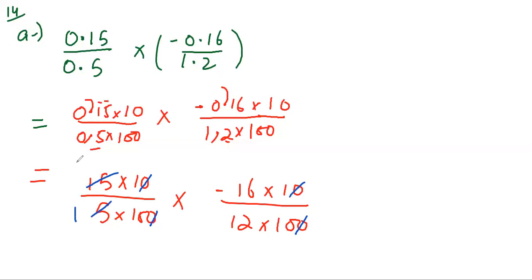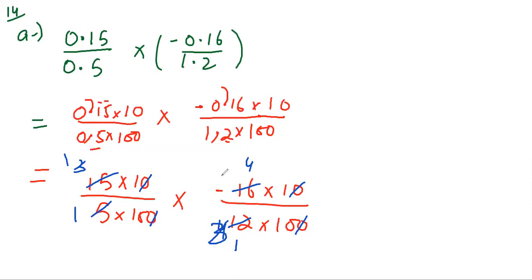5 times 1 is 5, 5 times 3 is 15. Now 4 times 3 is 12. 4 times 3 is 12. 4 times 4 is 16. 3 times 1 is 3. 3 times 1 is 3.